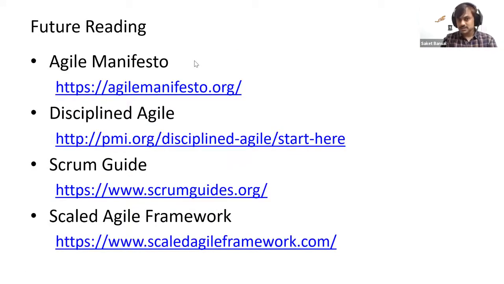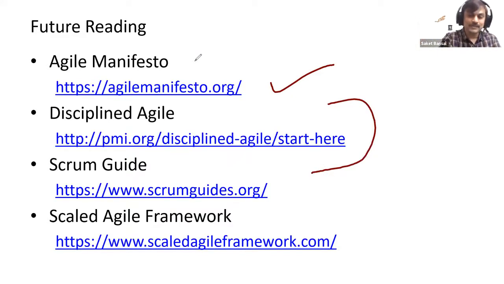I know this was a small presentation. There is the Agile Manifesto. There is a website which tells you about the 4 values and 12 principles. There is PMI's flavor of Agile called Disciplined Agile. You may want to check it. I see many webinars happen on Disciplined Agile on this platform. Scrum is explained with the help of the Scrum Guide. There is an official guide. It's a small PDF file. You can download and read about it. That's the Scrum way of working.